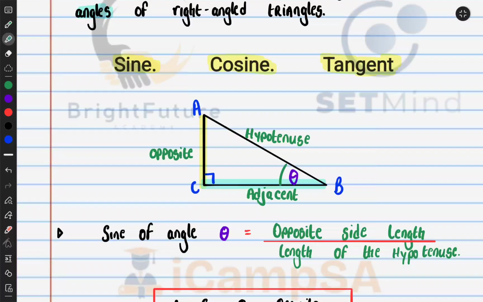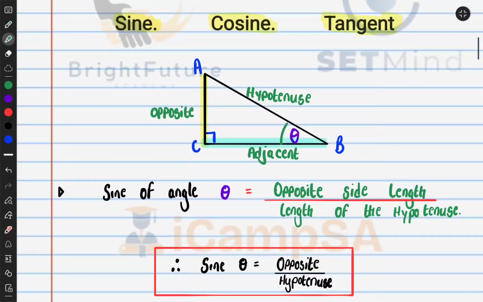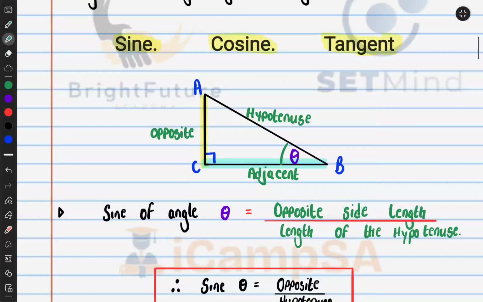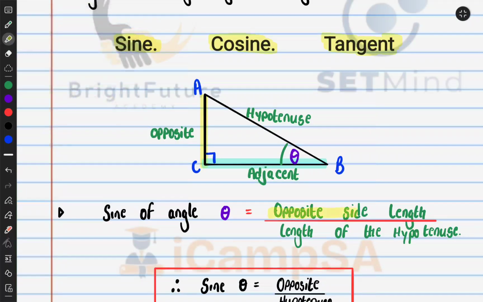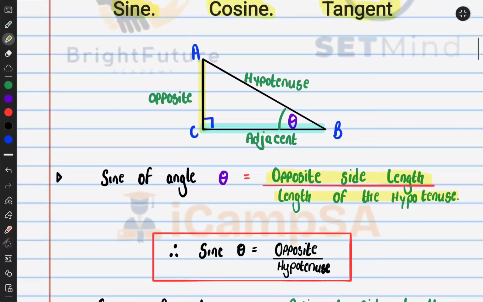Okay, how do the trigonometric ratios actually work? For the first one, we say the sine of an angle theta, the angle we're dealing with, is equal to the length of the opposite side divided by the length of the hypotenuse side. So in simple terms, sine theta is equal to the opposite side over the hypotenuse side.